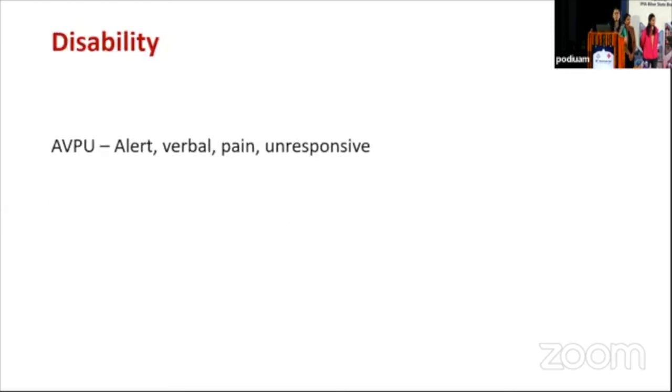Then disability. We have to see the neurological status of the patient. AVPU is a very simple way to assess the neurological status. Whether the person is alert, or responding to the voice, verbal command, or responding to pain, or the patient is simply unresponsive. So we call it AVPU.